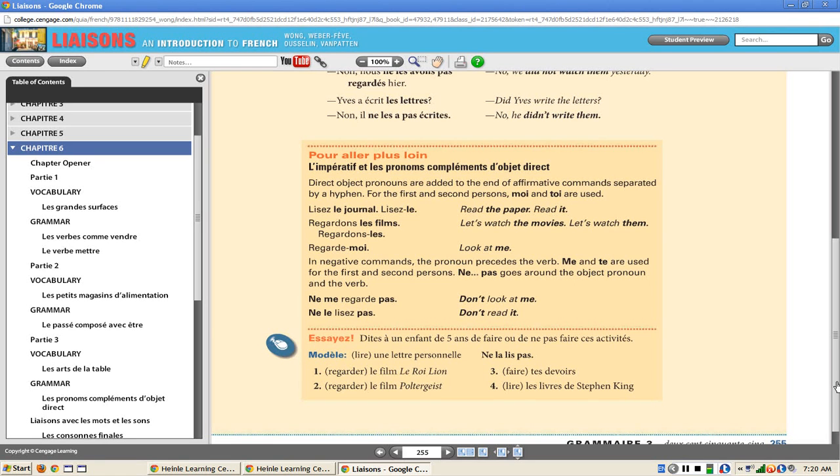Regarde-toi. The me and the te in the imperative become like stress pronouns: moi and toi. Écoute-moi. Regarde-toi. Look at yourself.